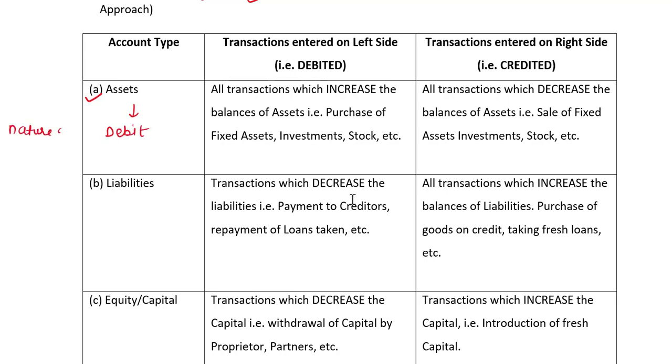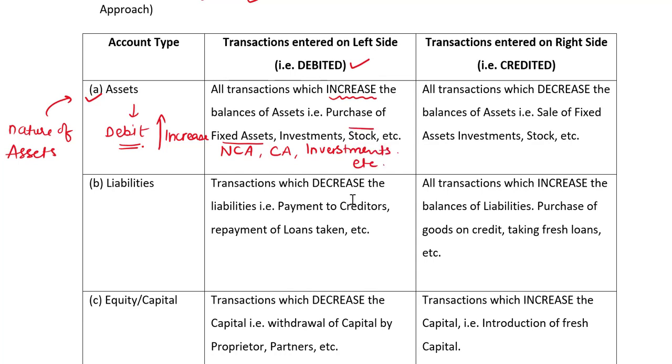Nature of assets. What is the nature of assets? Debit. In that case, you should understand over here, the asset will be debited when it increases, and the asset will be credited when it decreases. So when an asset is debited, it is for all the transactions which increase the assets. What kind of assets? We have non-current assets, which are also known as fixed assets. We have current assets, investments, and so on. Stocks, that is inventory.